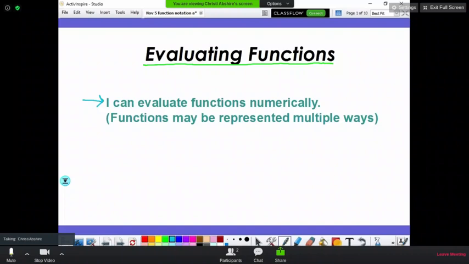In parentheses is just a reminder to you that functions may be represented in multiple ways. They could be on a graph, they could be in a table, it could be a list of ordered pairs, it could look like an equation, which we would put in function notation.